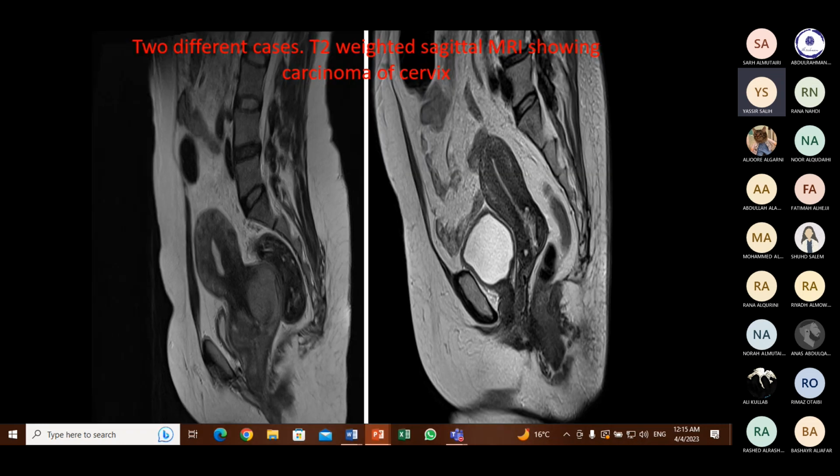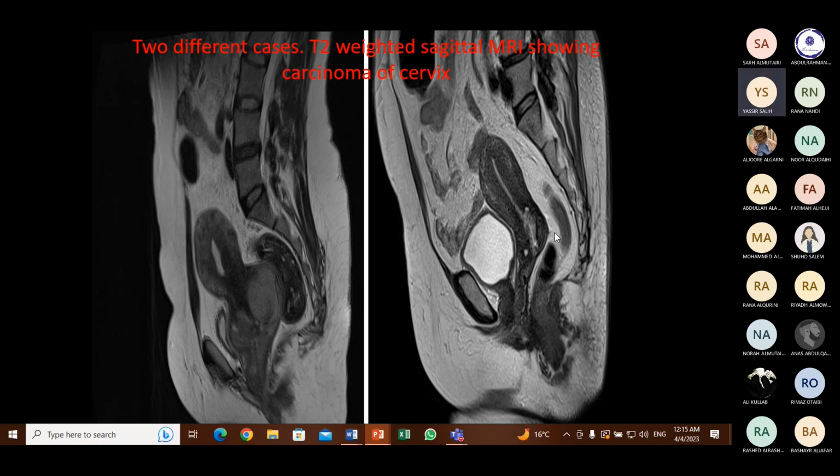This is the dermoid cyst on MRI. What is this imaging technique? MRI. Explain. Sagittal. What is this? Uterus. And what is this? Urinary bladder. And what is this? Rectum.